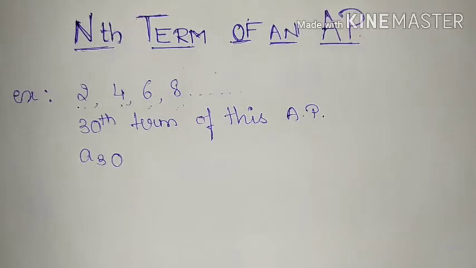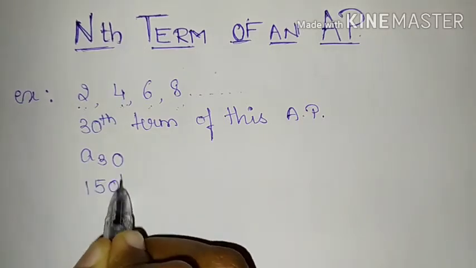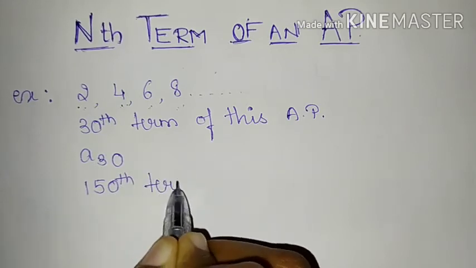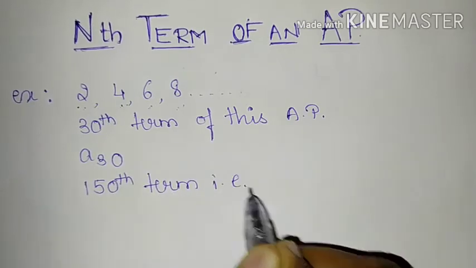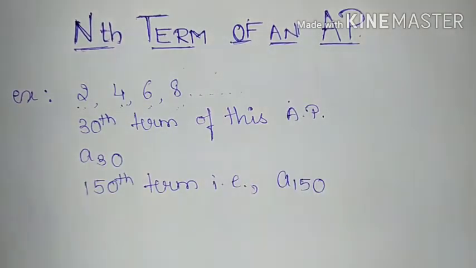Even if we assume that you can find the 30th term, what if I tell you to find the 150th term, that is a150? It is possible, right? Because this is an infinite arithmetic progression. There is no end to it. So what if I told you to find a150 or a200 or a250 or a1000? How are you going to find it? You cannot just go on adding. It will be too lengthy and too tedious.